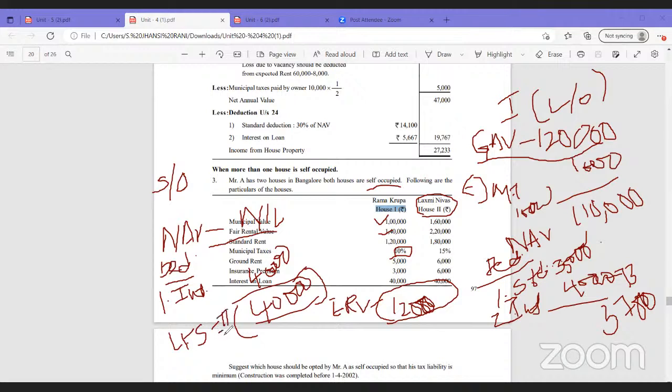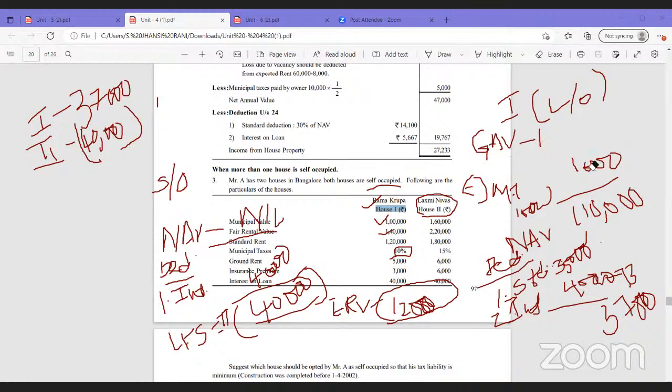This is the first situation. What is the first situation? Where we have assumed the first house as let out house and the second house as self-occupied. So whenever we have taken it like this, we got the first house amount as 37,000 and for the second house we got a loss of 40,000. This is the first situation. Now we move to the second situation. What is the second situation? Vice versa we will take. That is, the first house we will take as self-occupied house and the second house we will now take as let out house. So let's see how it will be.